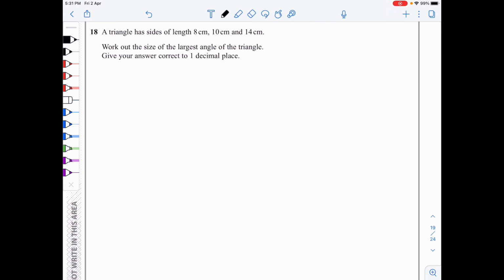In 18, we've been given that there's a triangle with sides 8, 10, and 14, and we need to work out the size of the largest angle of this triangle. So we can start off by actually drawing a triangle, and it's not a right angle triangle. We have no clue on what it looks like, but we know that this is 8, this is 10, this is 14. Now, it is a fact that the largest angle will be found opposite the largest side. So the largest side is 14. So the largest angle is here. We want to find theta.